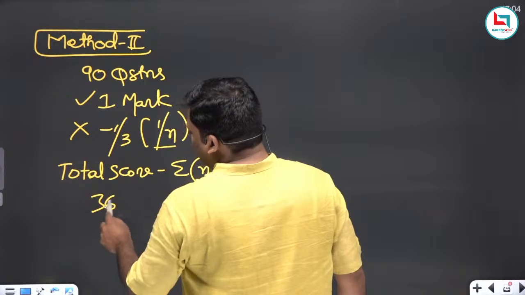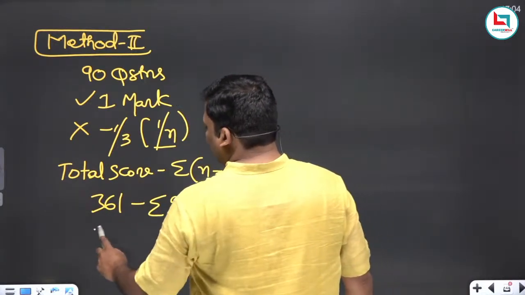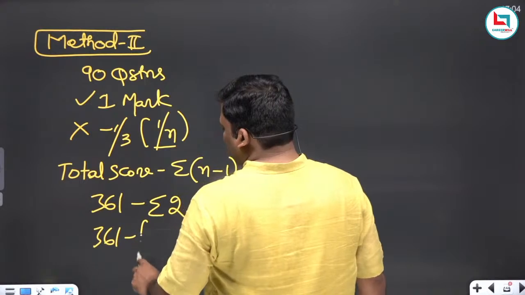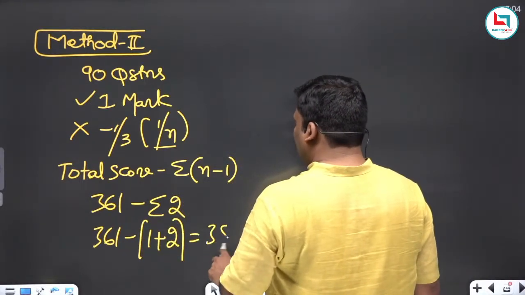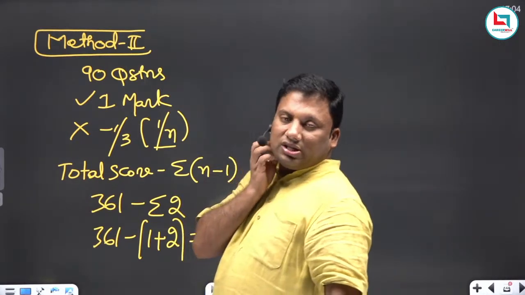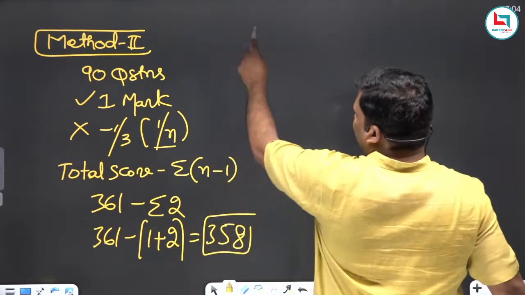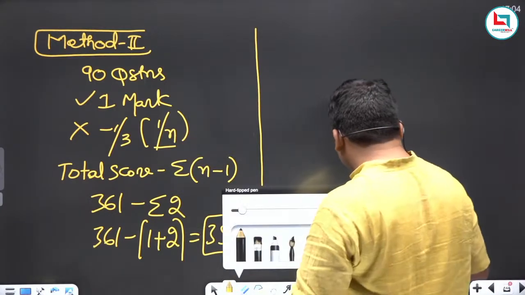Totally it is 361 minus 3, minus 1, 2, summation 2. 361 minus of 1 plus 2. 361 minus 3, which is 358. Directly you can eliminate the cases.